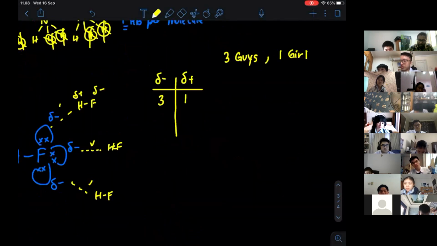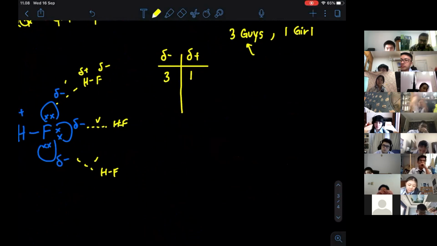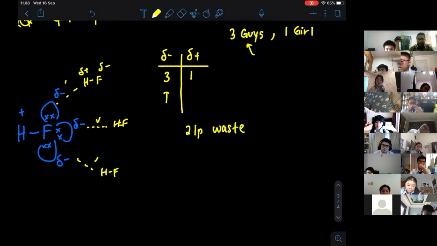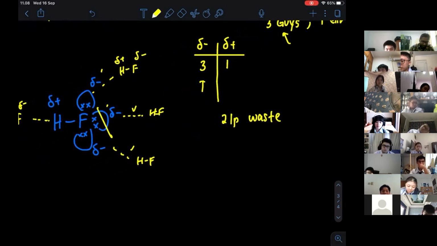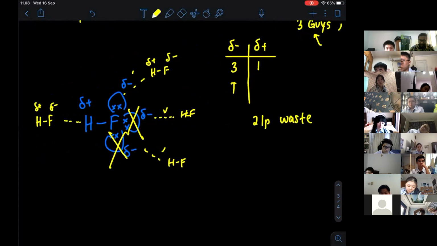So what happens over here? Some of it will be wasted. The 2 guys will be wasted. Only 1 guy and 1 girl will form a bond. There will be additional 2 delta negative not being used. It means 2 lone pairs will go to waste. So ignore this, ignore this. So how many bonds can they form?